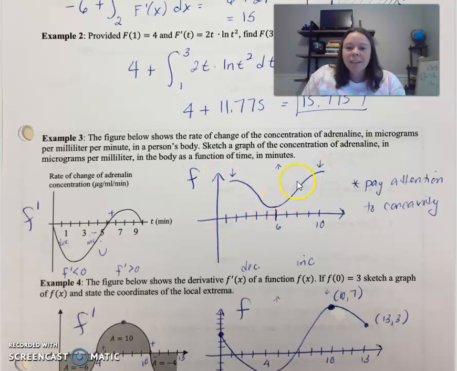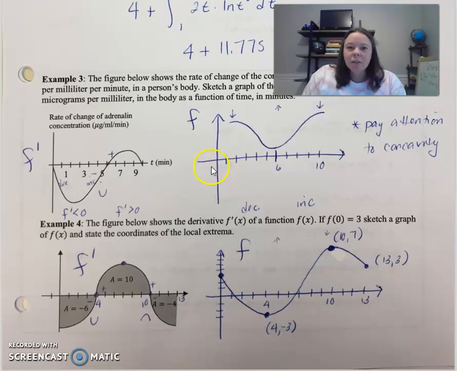Now I put it all above the x-axis because can your adrenaline ever really truly be negative? I would doubt that. I'm not a doctor though. That's why I put that note over there: pay attention to the concavity. So that was us going backwards from the derivative graph to the original function. Just another little review.